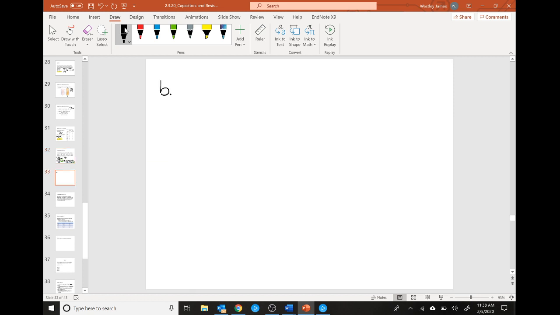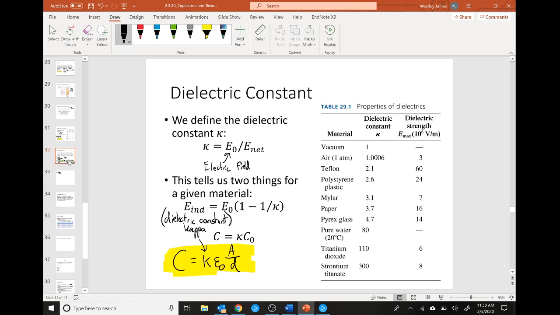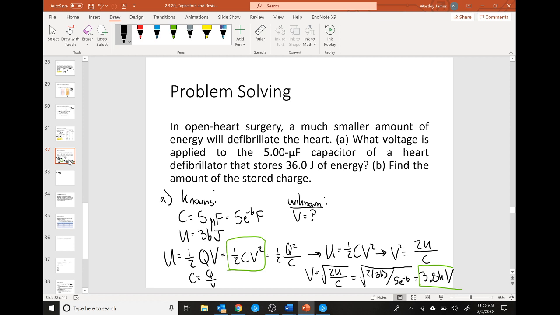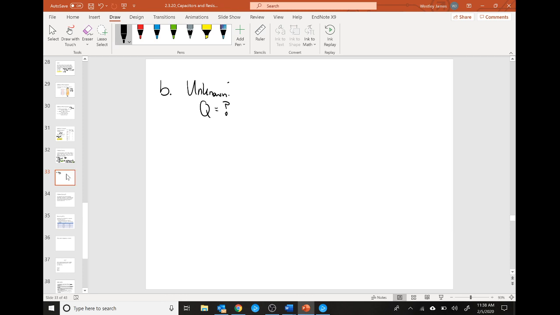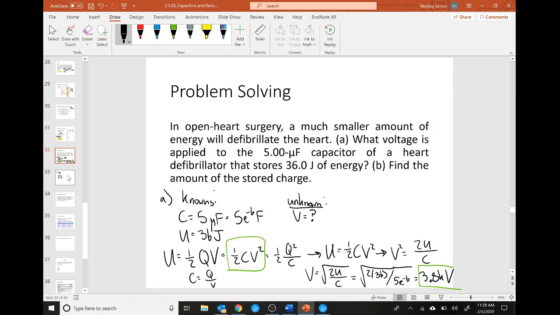All right, next one, we are trying to solve for Q. So now our unknown is Q. I have the knowns from the last one. At this point, we found voltage, we have capacitance, we have energy. So you can use any one of these equations to solve for it. Just pick the ones that have Q in it, either the first one or the last one. I'm going to pick the first one because it doesn't have a squared. That makes my life a little bit easier. So I'll just use U equals 1/2 Q times V. We just found V, so great. 36 joules equals 1/2 Q times 3.8 kilovolts.